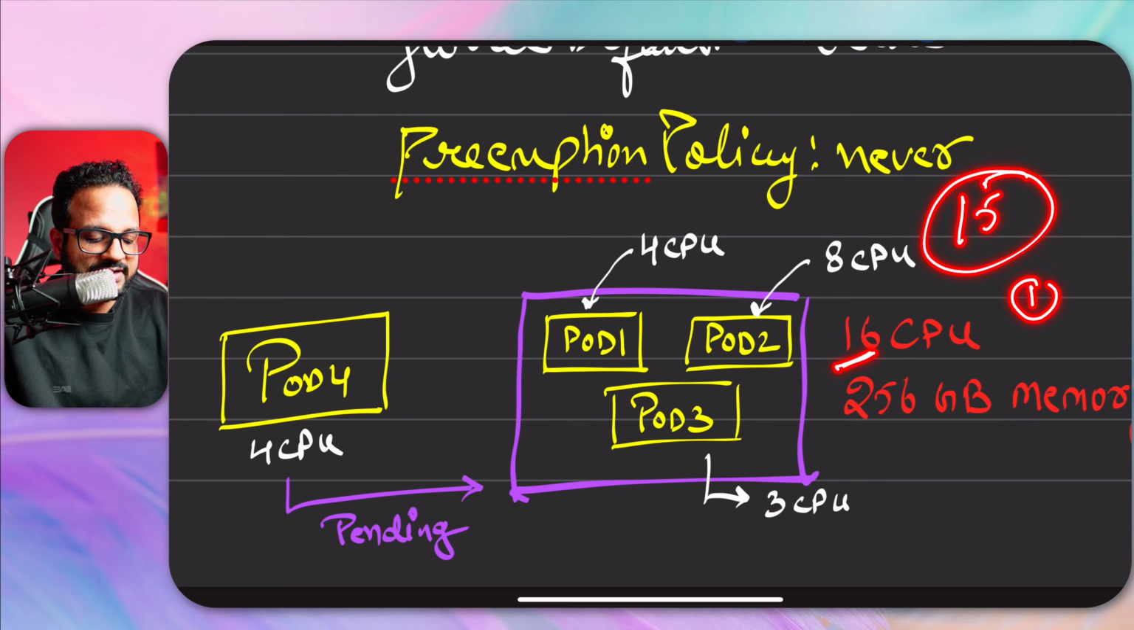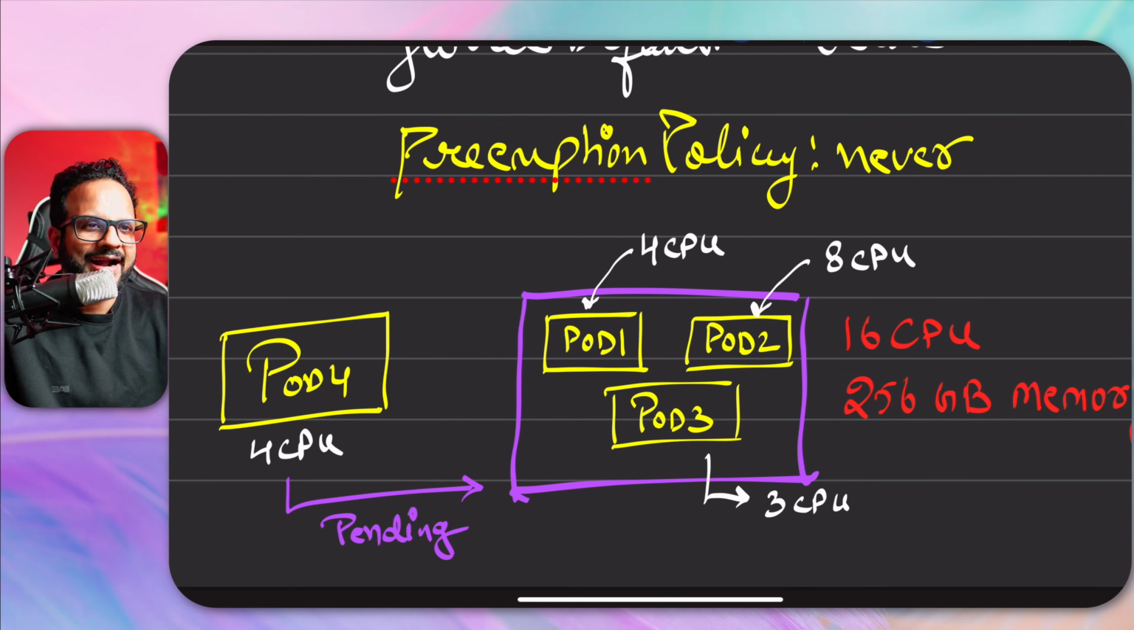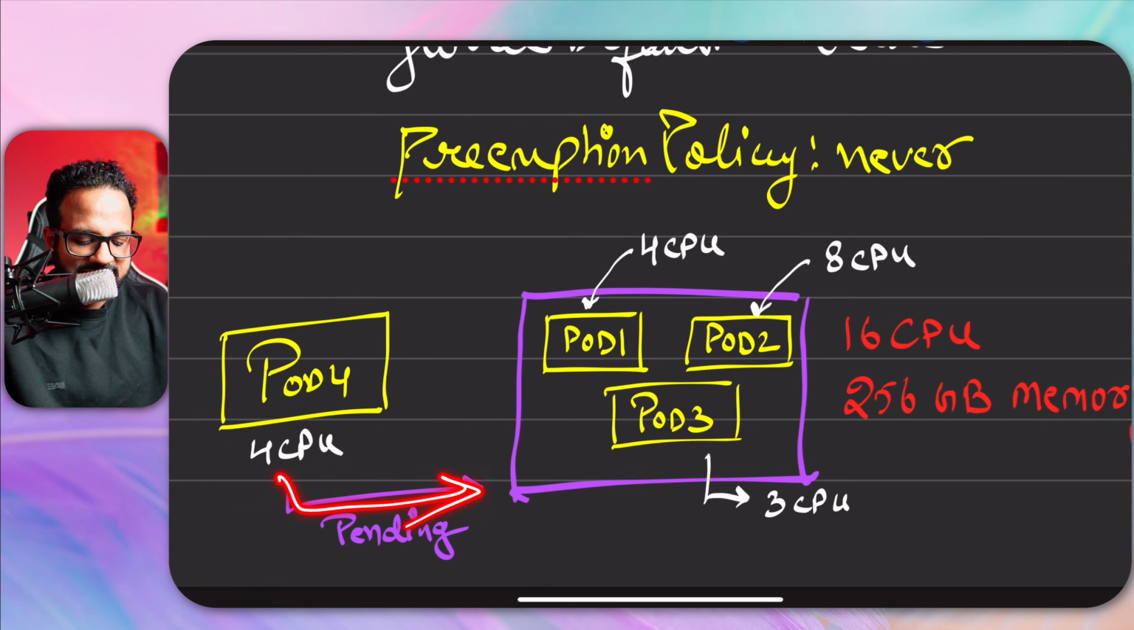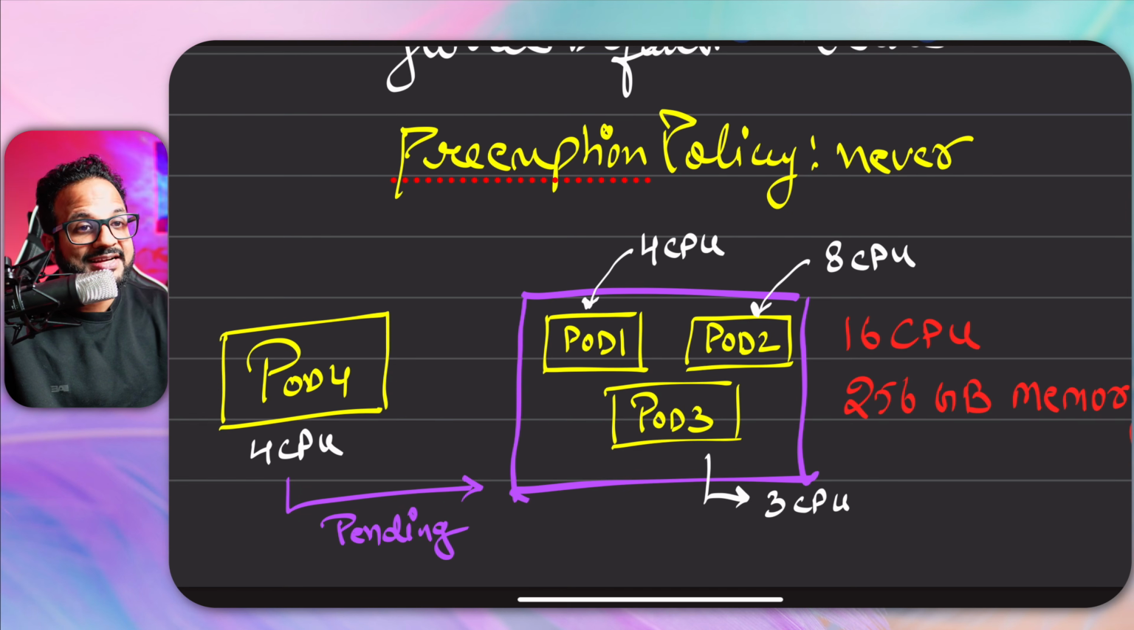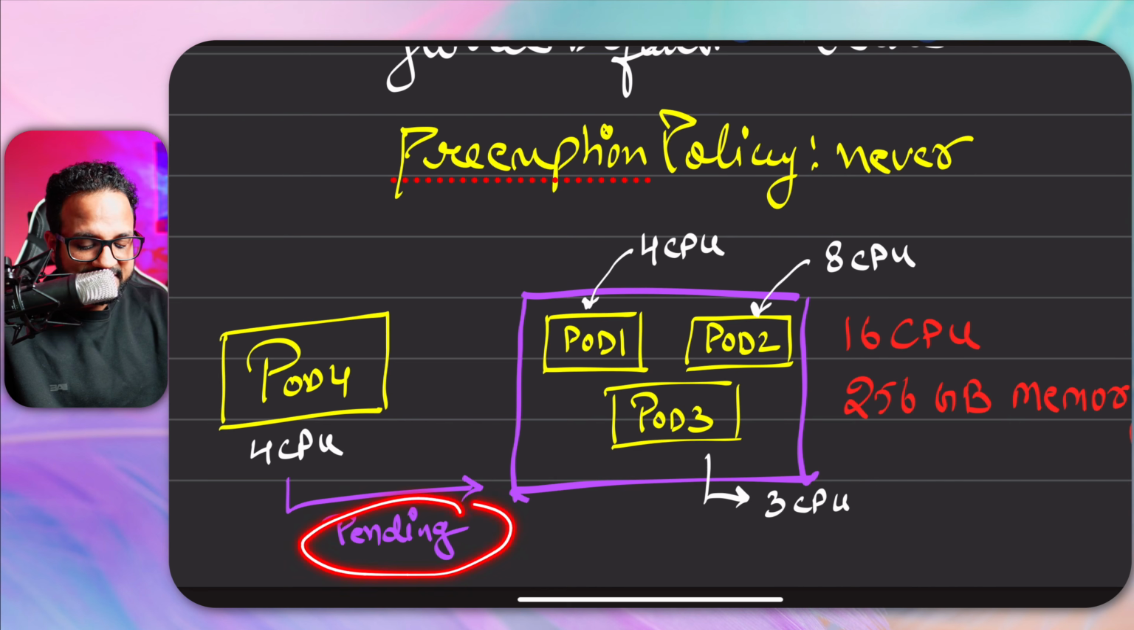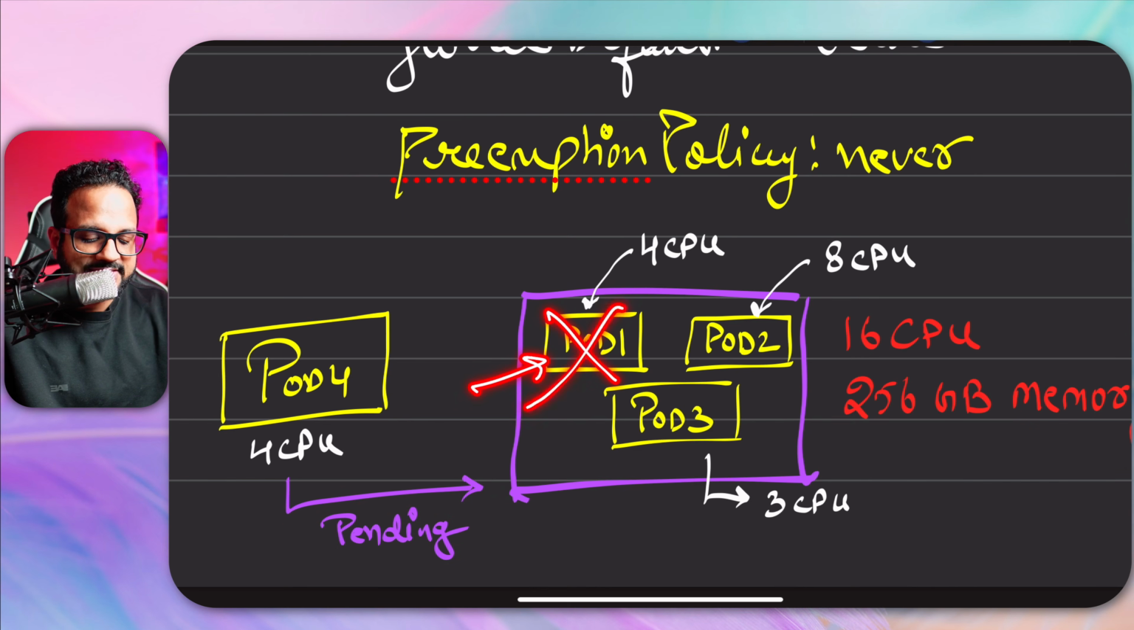So that means only one CPU is left, and there is some CPU that's been used by some system components as well. So let's say we have less than one CPU left for any new pods to be scheduled. Now if we create a new pod, let's say pod 4 with 4 CPUs, it would be stuck in the pending state. Okay, now till when will it be stuck in the pending state? It will be stuck in the pending state till a lower priority pod is evicted.